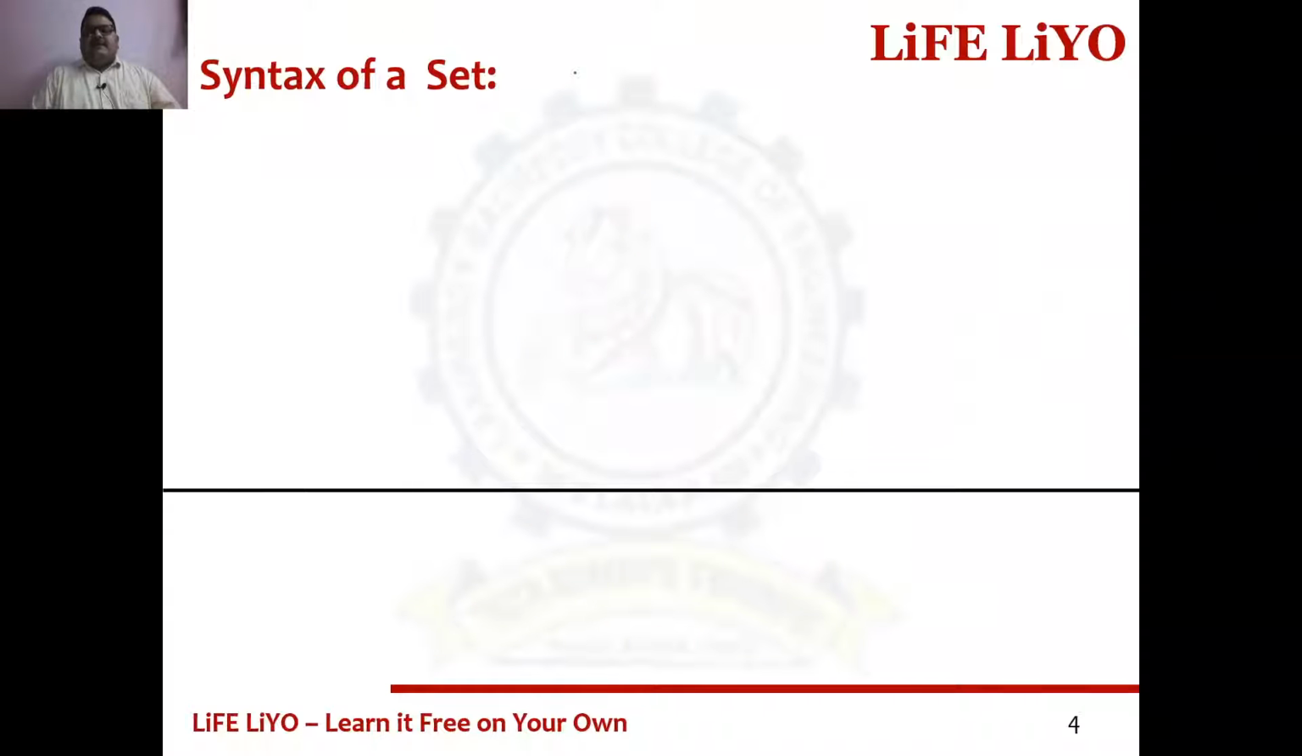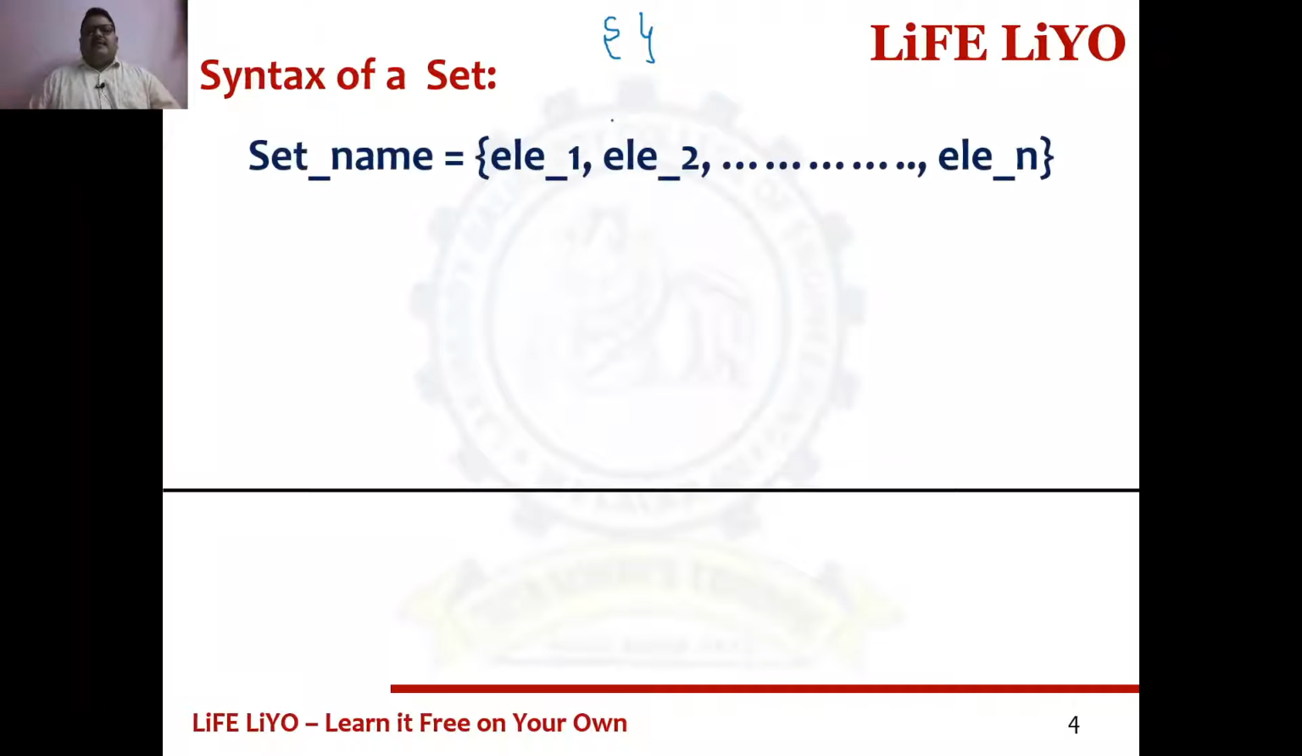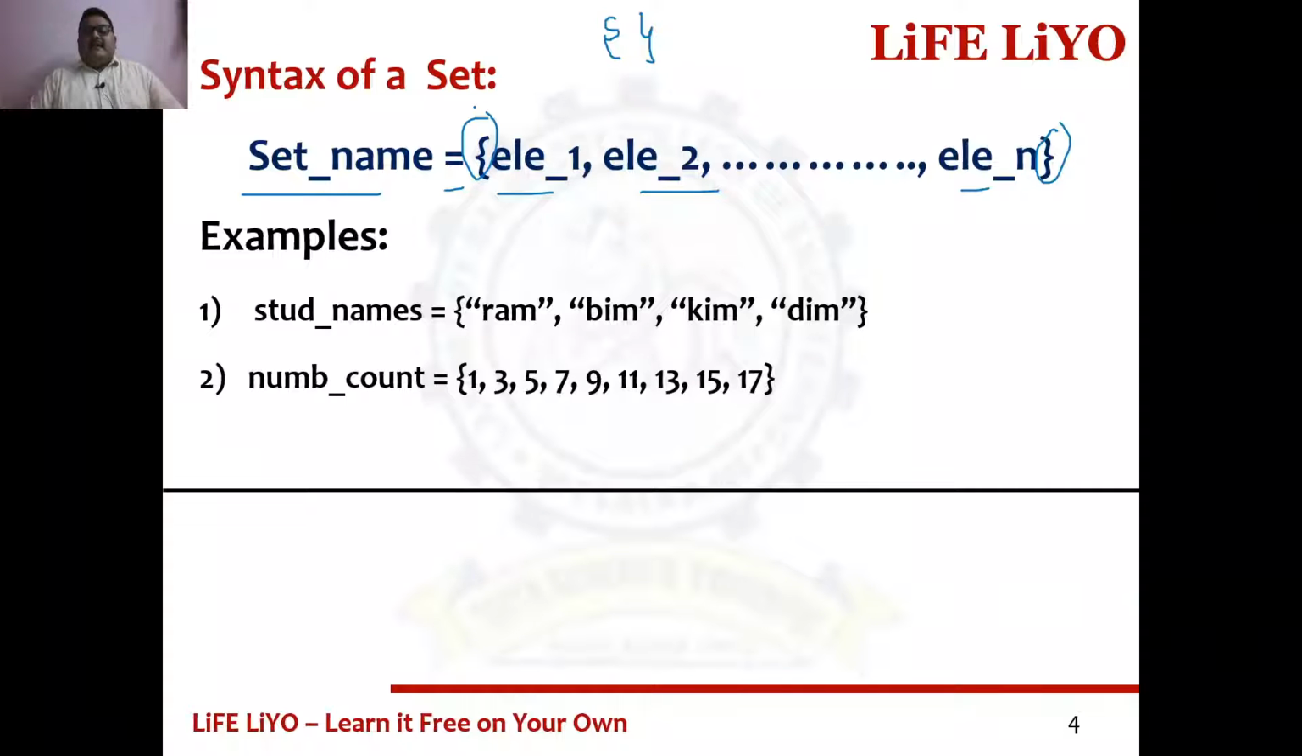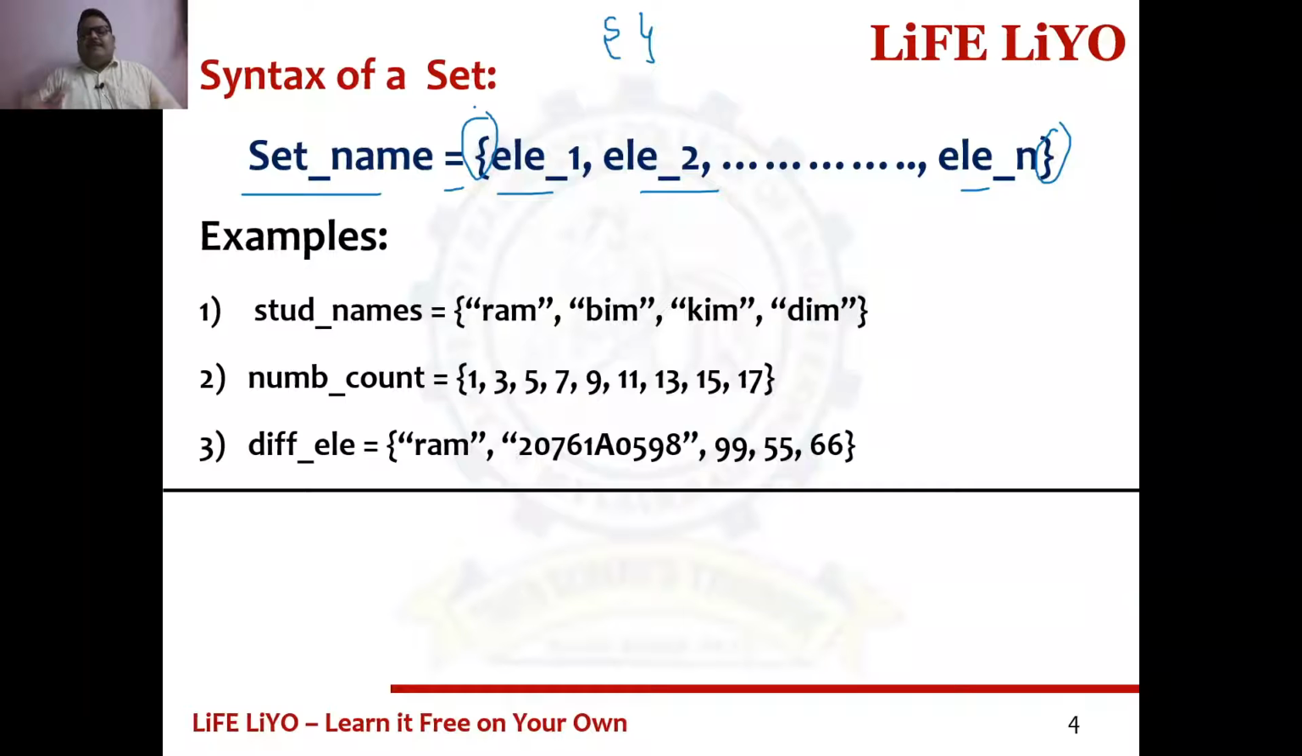Syntax of a set. We have seen that we have to keep all the elements between curly braces for creating a set. That is the thing: set name equal to all the elements between the curly braces. For example, this is one set, student names, where some are strings and these are integers. It is a combination.